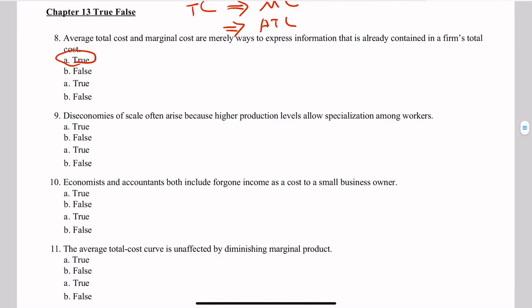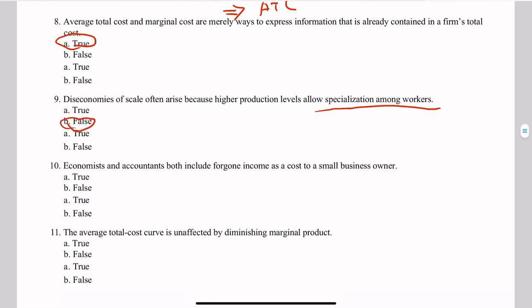Okay, 9th. These economies of scale often arise because higher production levels allow specialization among workers. Well, this is not correct because specialization among workers should benefit the firm. So this should generate economies of scale. It's not diseconomies, right? So this is false.